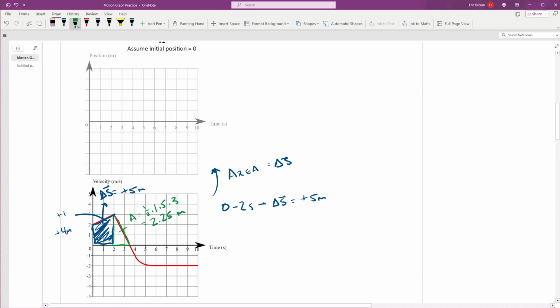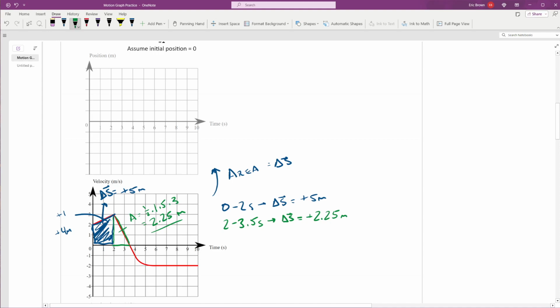Again, think about the units because I'm multiplying meters per second by seconds. I get 2.25 meters, so that makes sense. So from 2 to 3.5-ish seconds, I got another delta S because that's what the area under the curve of a velocity versus time graph is. That's the rule. I got a change in displacement of plus 2-ish, a little more than 2.